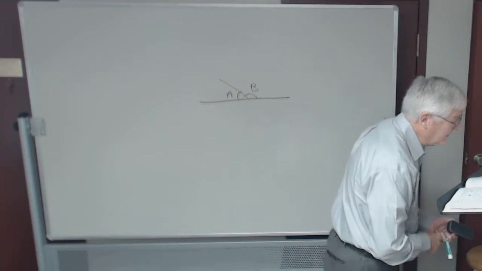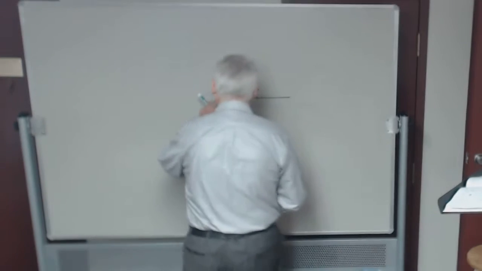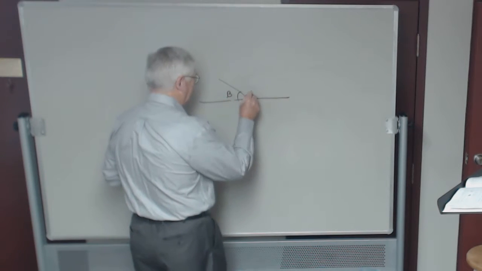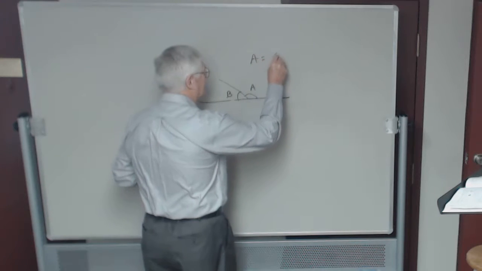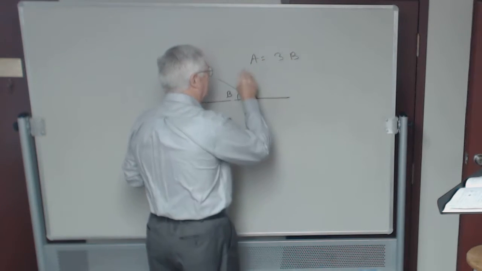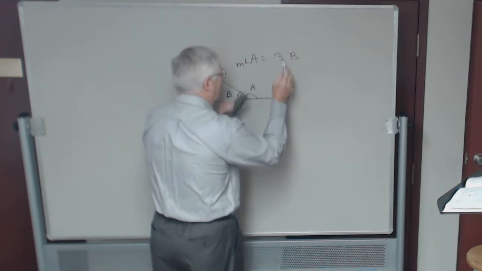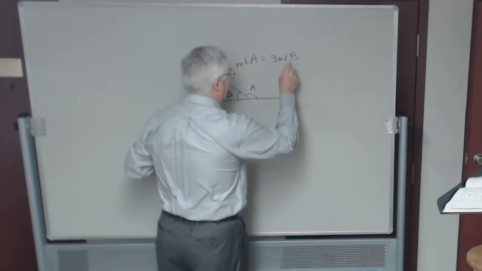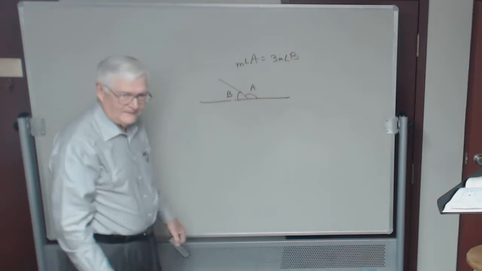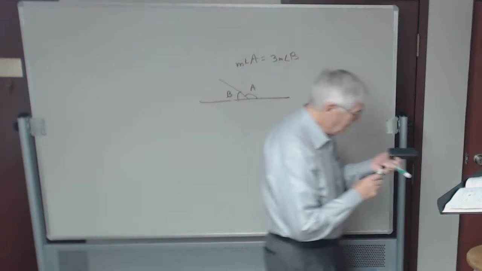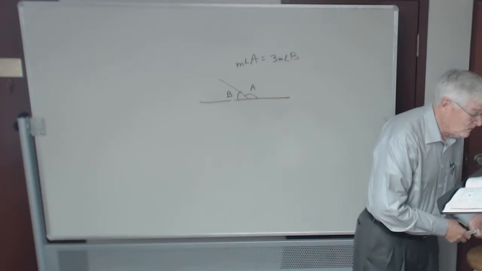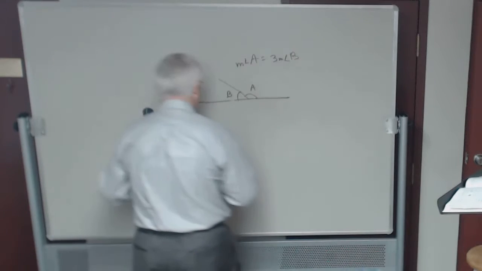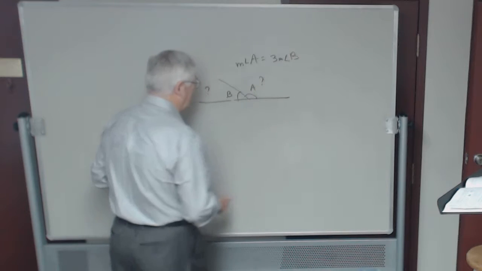And the measure of A is 3 times the measure of B, so I just labeled them wrong. This is B, and this is A, and A is 3 times B. The measure of angle A is 3 times the measure of angle B. You got that? So, what do they want to know? Find the measure of the two angles.